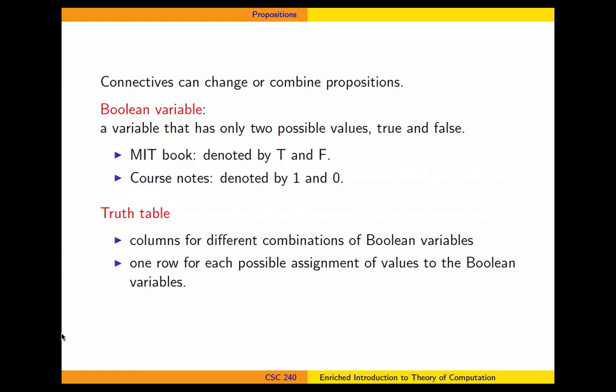In a truth table, there is one column for each combination of Boolean variables we are considering. The leftmost columns are for all the Boolean variables that appear in these combinations. There is one row for each possible setting of the Boolean variables.